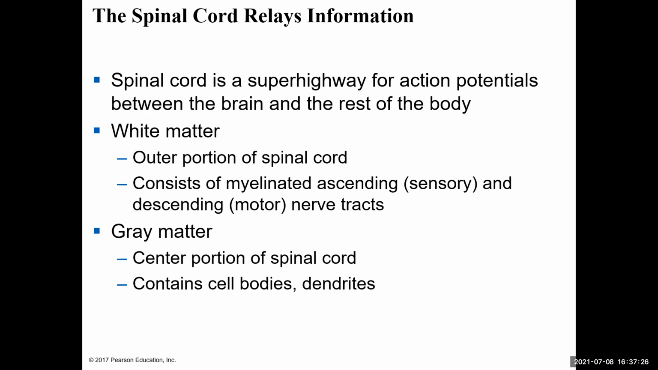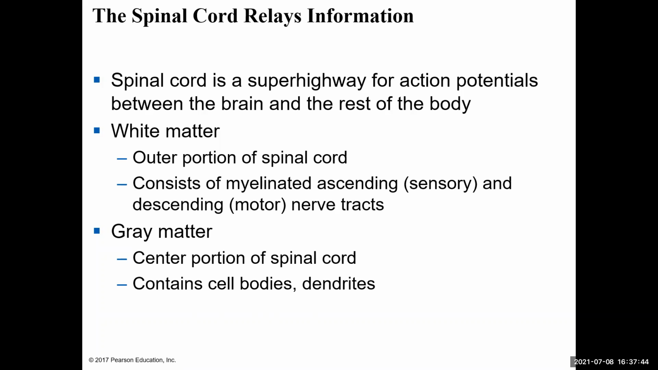Okay. And so looking into the central nervous system, the spinal cord is basically the freeway for information. It's that superhighway that's transmitting those electrical signals and impulses, so all of those action potentials between the brain and the rest of the body. So the spinal cord is essential for connecting the brain to the peripheral nervous system.